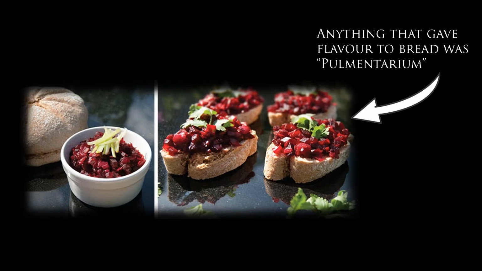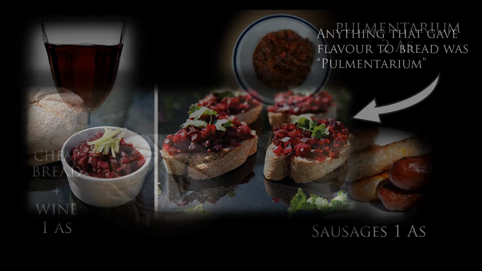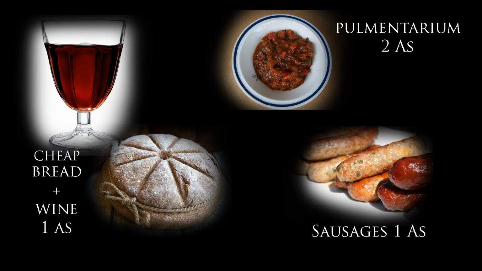So the idea of pulmentarium is that, well, it could be anything. Some veggies mixed with spices, some cheese with a little piece of meat, even some sweet additions like mashed figs would qualify as pulmentarium. This is essential to our food, so it's an extra 2 asses or dupondius.